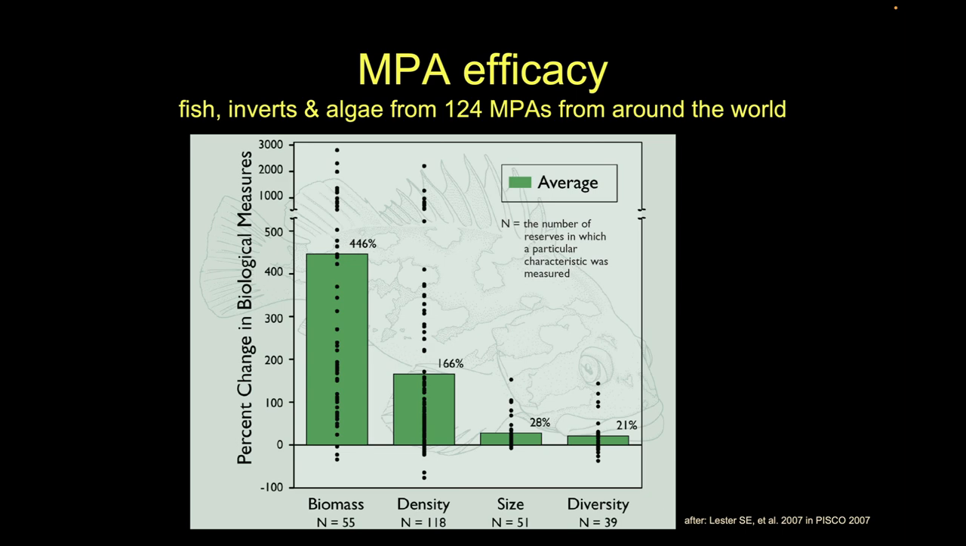In terms of size, not so much. In terms of size, it's only about a third, on average, the critters are only about a third bigger than they were before we established. And then in terms of diversity, only about a fifth more diverse. And so this is not surprising.